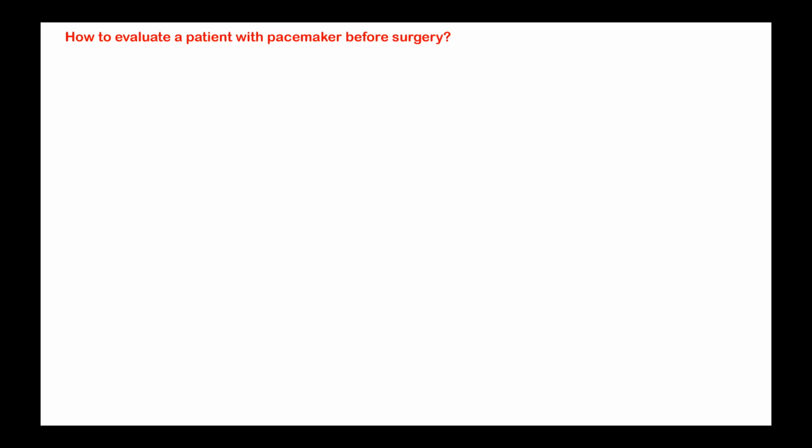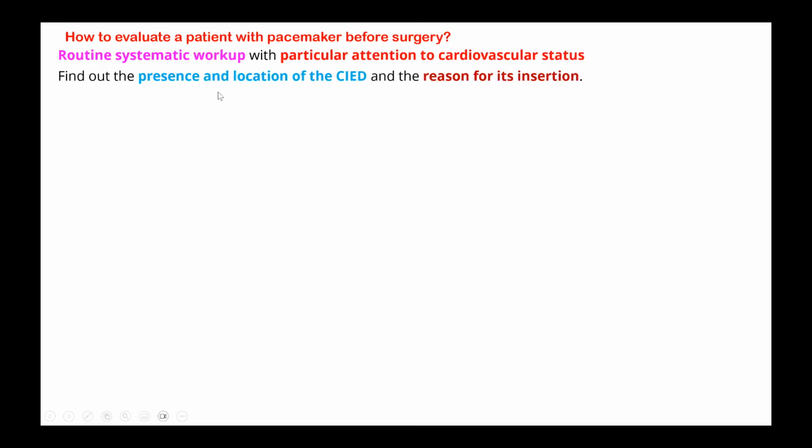Should I ask about indication, placement? First is interrogation. Okay, routine systemic workup and particular attention to cardiovascular status. Then you must find out the presence and location of the cardiac implantable electronic device and what is the reason for its insertion. That is a very important diagnosis that you should know. Whether it is sick sinus syndrome, or an AV block, or a cardiomyopathy. On the earlier slide, we saw the various pathological indications where you require this insertion.